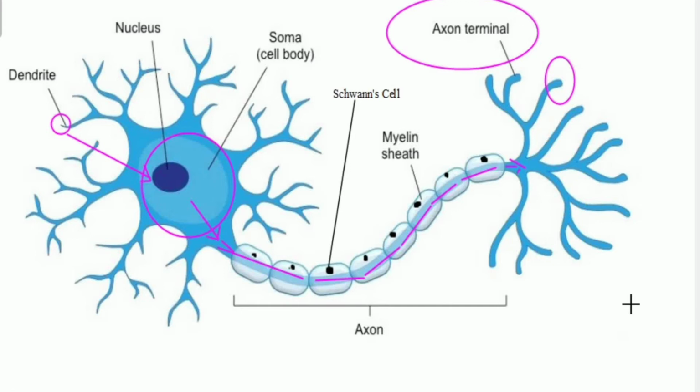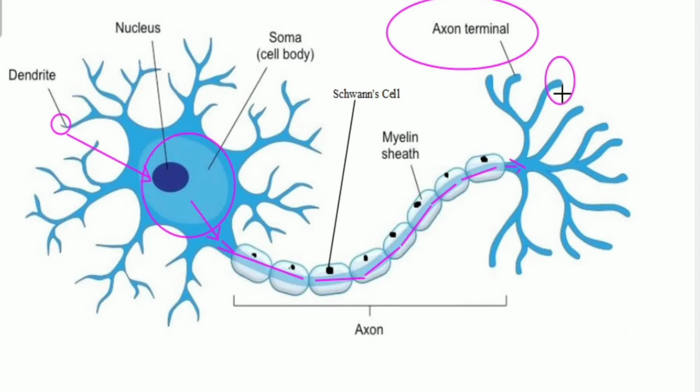They are arranged with a gap in between them, and the message will move in this direction only. If you observe, you will find a series of neurons, one after another. So when the message comes to the end, at the axon terminal, what happens here?